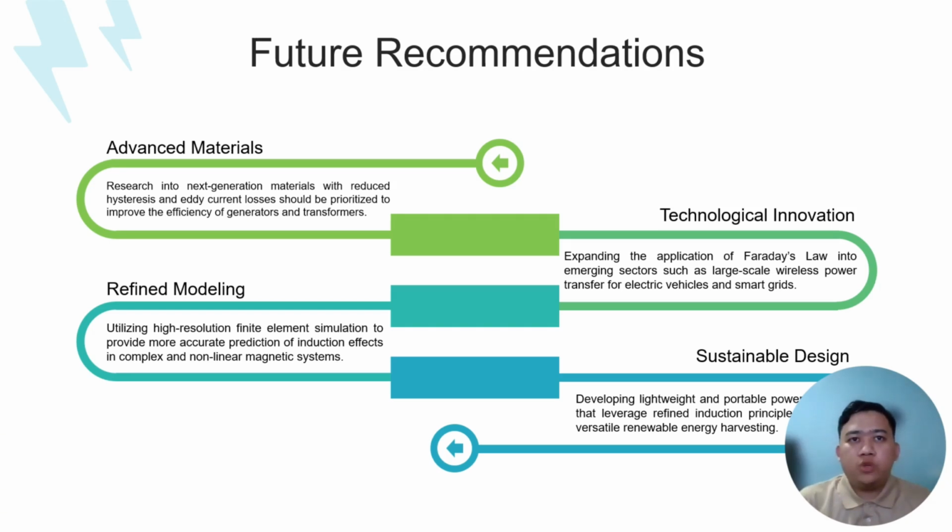Looking ahead, how can we use what we learn to improve the system? So let's move to future recommendations. Advanced materials. First, we need to prioritize research into new materials that reduce those magnetic and heat losses we just mentioned. This is the fastest way to boost generator efficiency.